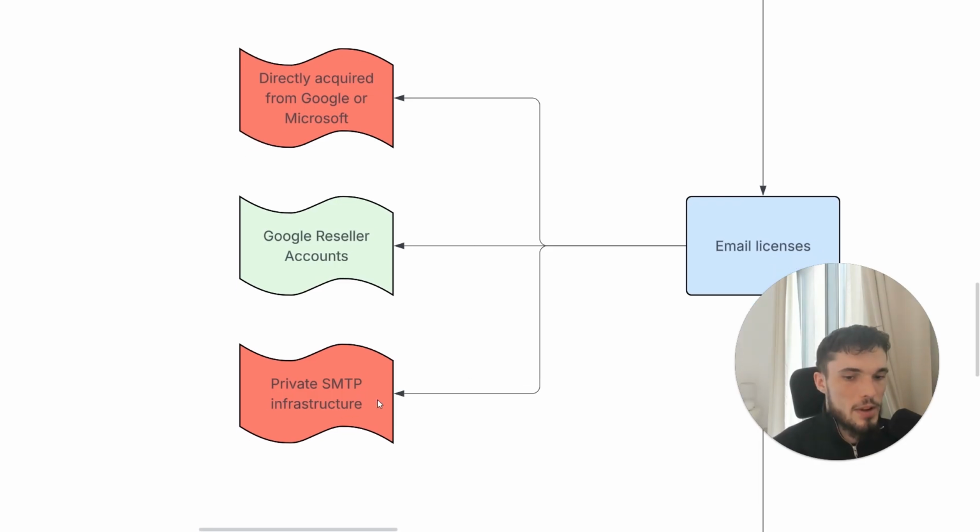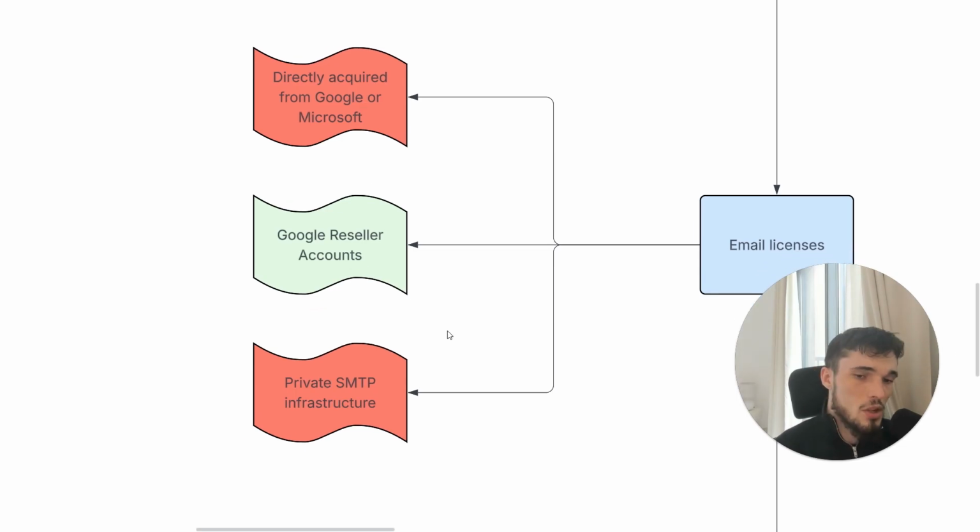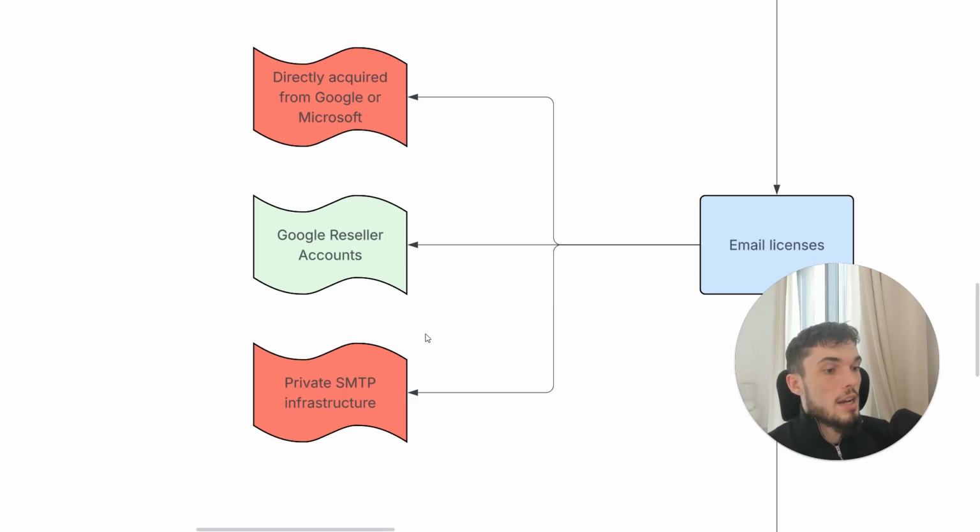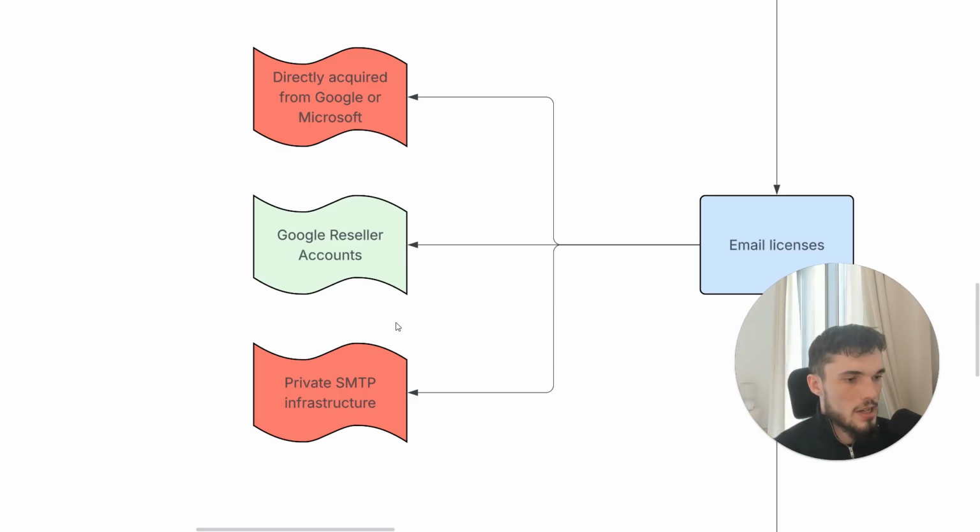You also want to avoid private SMTP infrastructure, in my opinion. This is essentially like private email servers. So this is separate from Google or Microsoft, which are obviously huge providers, but these are private servers. The issue is their deliverability and their ability to avoid the spam folder is really bad, in my opinion, for most providers I've tried. So I actually stick with the best solution, in my opinion, which is Google reseller accounts. So essentially, this is like acquiring Google licenses from a reseller, which gives you a huge discount on the cost, but it still gives you similar deliverability as if you had bought them directly from Google. So in my opinion, this is the best option.